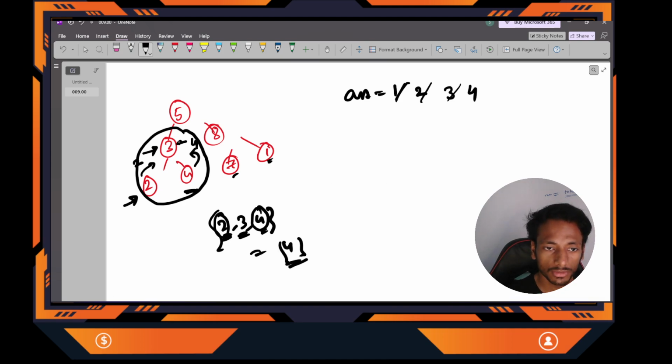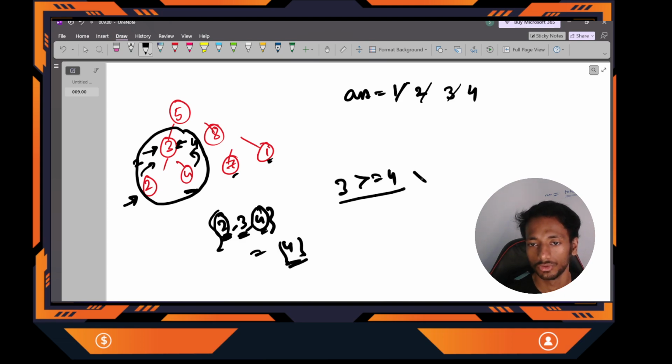And what is the root node value? That is 3. Is 3 greater than or equal to 4? No. So that means this is not a dominant node. Got it? Now go to the next parent.